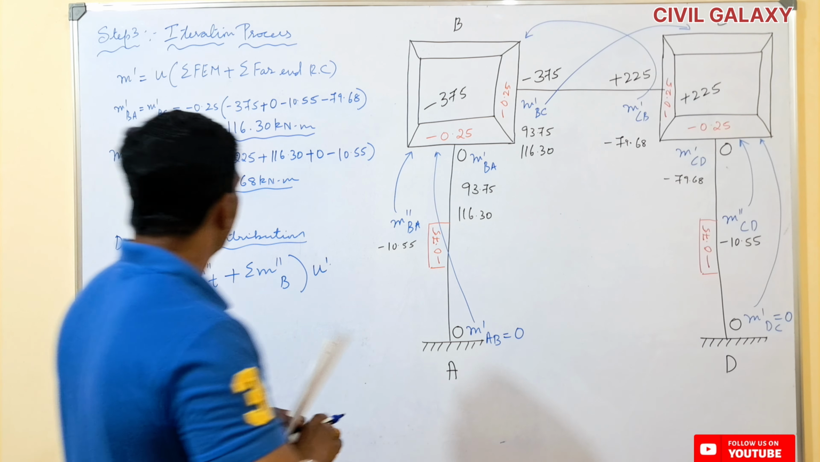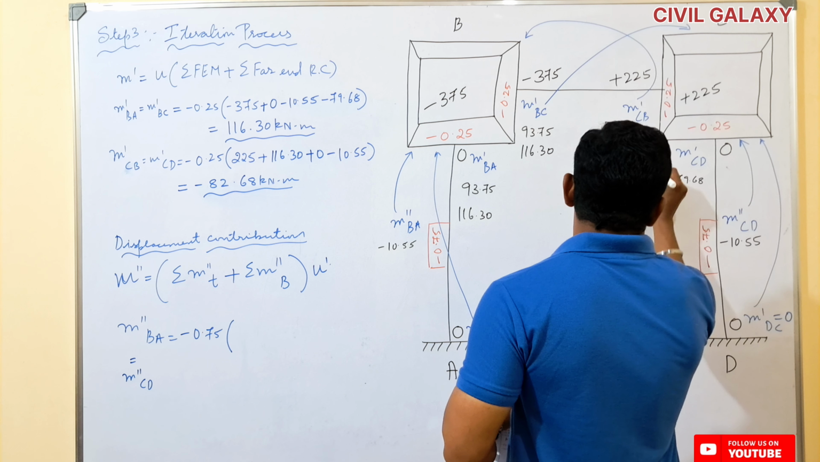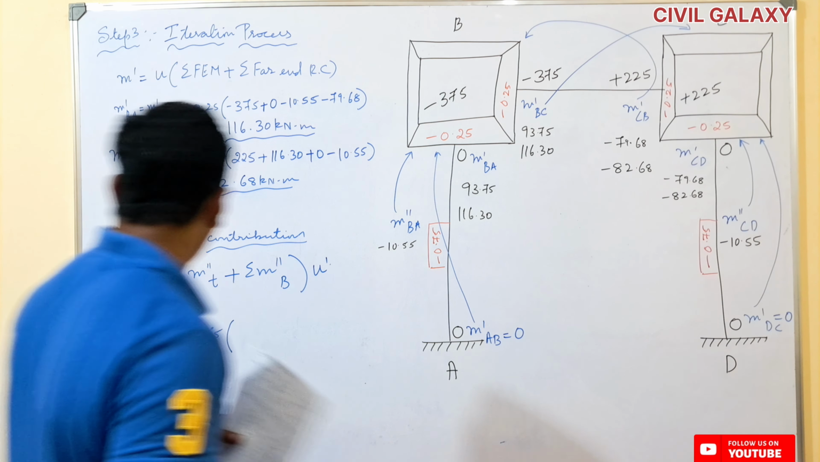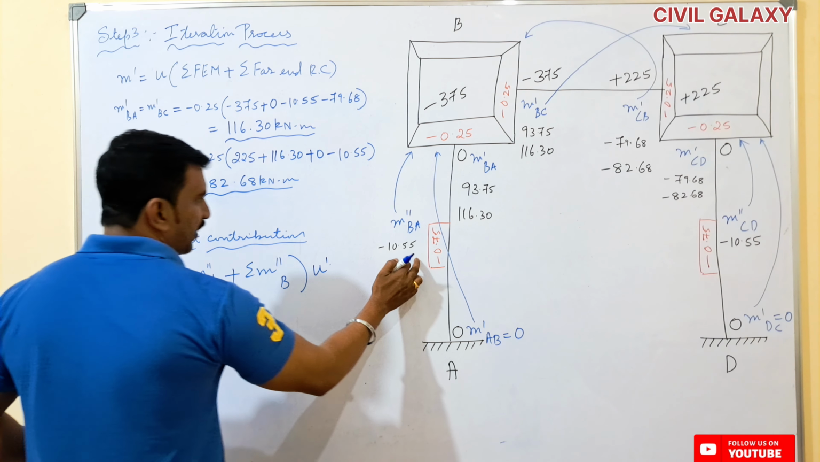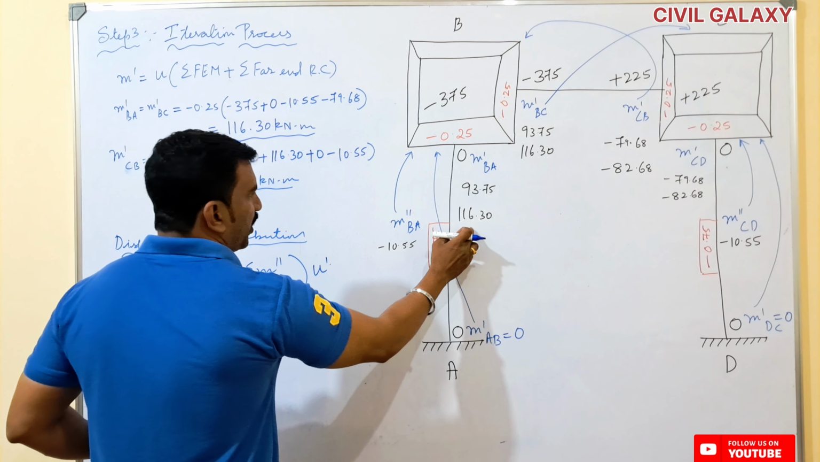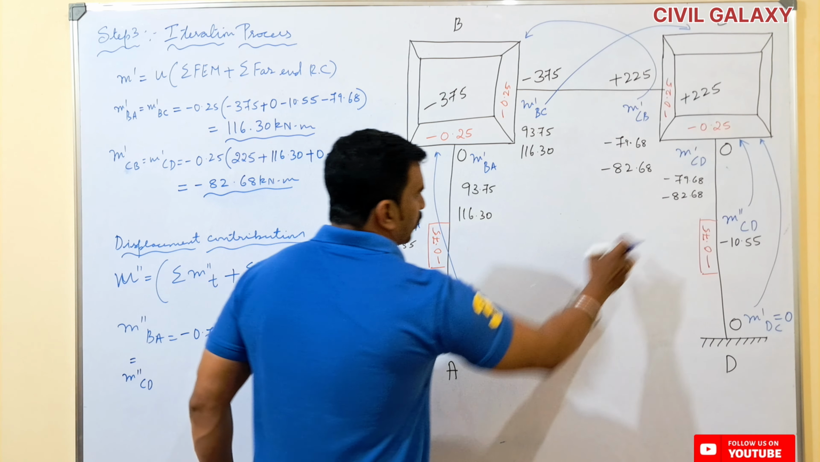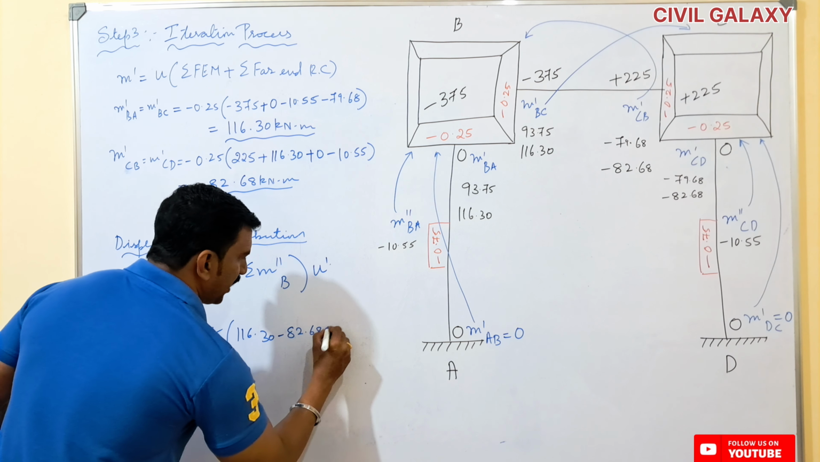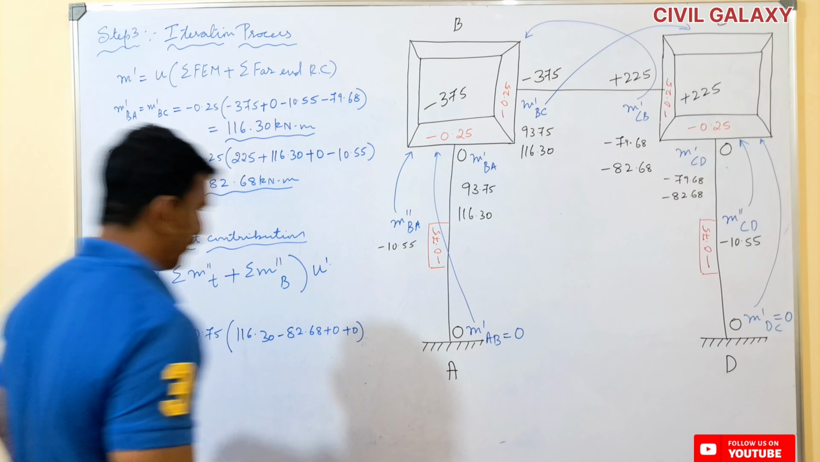So this value we'll write over here, that is minus 82.68, minus 82.68. So now if you want to calculate the displacement contributions over here, this is the displacement factor minus 0.75. Now a new iteration value we have got here, that is 116.30. Here also we have got a new iteration value which is minus 82.68 plus 0 about this point and plus 0 about this point over here.